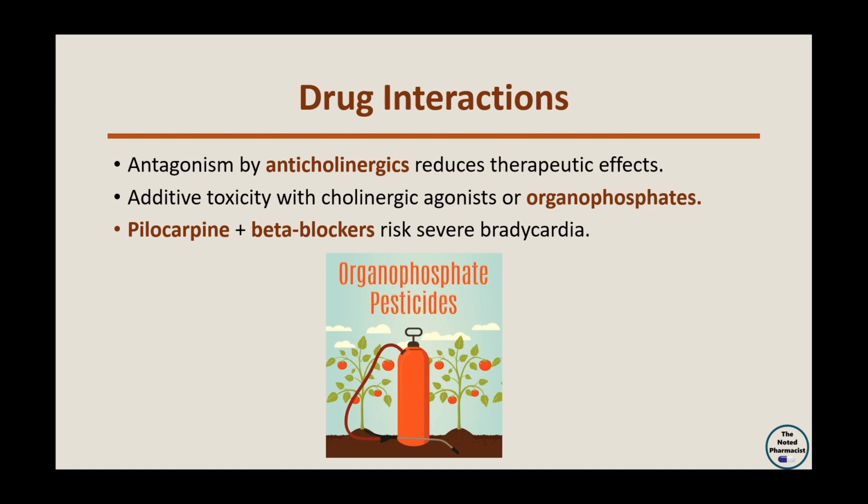Drug interactions of parasympathomimetics are critical to understand due to their potential to significantly alter therapeutic outcomes. These include antagonism by anticholinergics, which counteract parasympathomimetic effects, and additive toxicity when combined with cholinergic agonists or organophosphates. For example, combining pilocarpine, a muscarinic agonist, with beta blockers can lead to profound bradycardia, highlighting the need for vigilance when prescribing medications with overlapping or opposing actions.